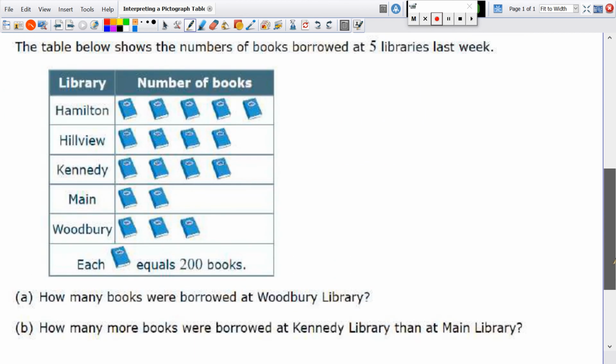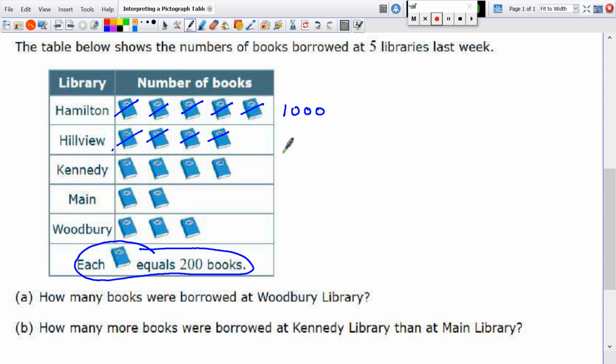Next one, the table below shows the number of books borrowed at 5 libraries last week. Let's look for the key. Each book represents or equals 200 books. So let's count by 200s. 2, 4, 6, 8, 10. So 10 hundreds. That means 1,000. 2, 4, 6, 800.